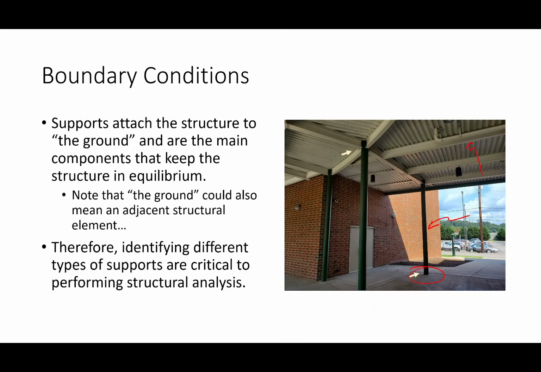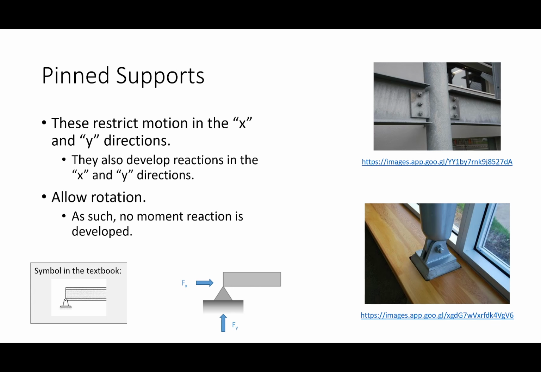And it is those assignments which we're going to be responsible for as engineers, so we need to understand what those types of support systems are and what they represent. Okay, so we have three primary boundary conditions that we use in structural engineering modeling. The first is a pin support.